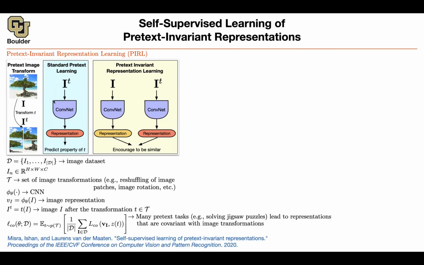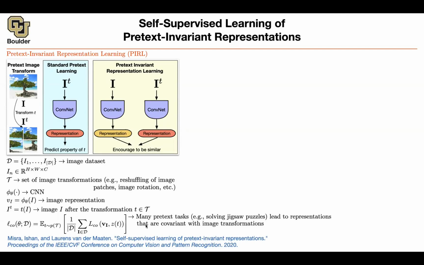But what is the problem? Many of these types of pretext tasks, like solving the jigsaw puzzle or correcting the rotation in your image, are going to give you representations, these V's here, that are going to covary with that particular transformation. So they are going to be highly correlated with those transformations, which is not a nice property to have. You want to have representations that are actually invariant to how you rotate an image. This is actually one of the data augmentations that we do. If you take an image, rotate it, it is still the same image. If you take an image, reshuffle it, it is still the same image.